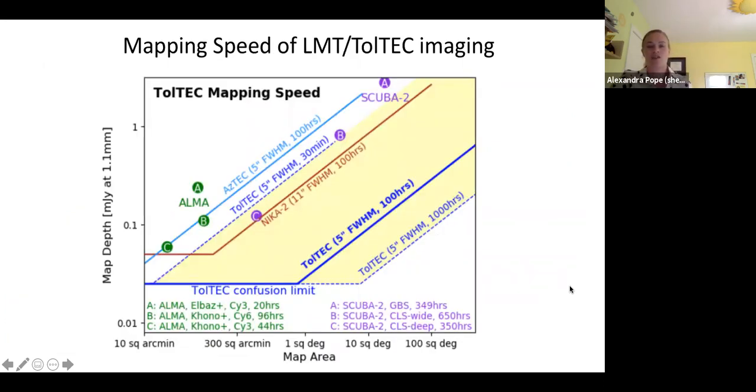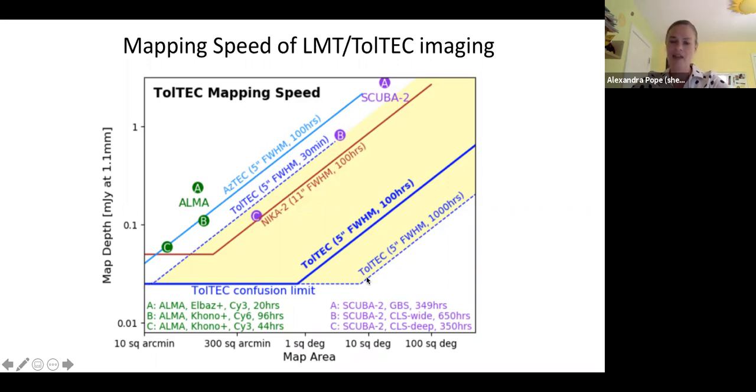So to demonstrate the vast improvement in mapping speed that you get with Toltec on the LMT, you can look at a plot like this, which is quite messy. So I'll walk you through this. So this is showing the map depth that you can reach as a function of area. So if you want to make really big maps, really deep, you want to be down in this bottom right corner. And here we've got basically the estimated confusion limit that we expect with Toltec drawn here at a given map depth. So even at 5 arc seconds, we're still going to reach confusion at some point.